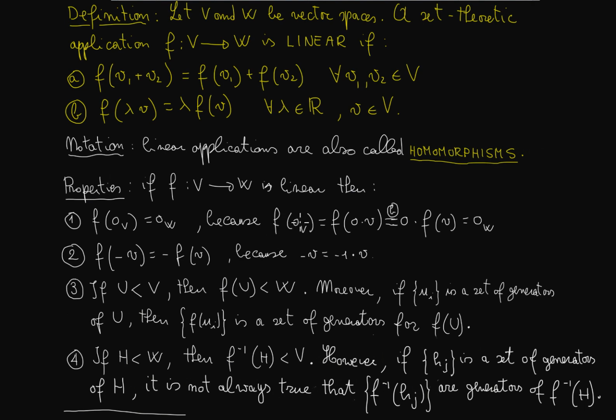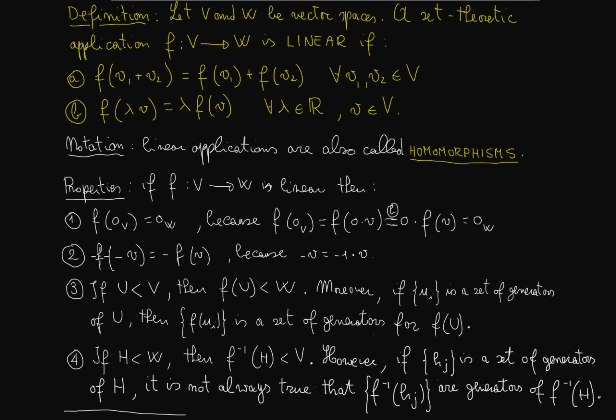to the identity element of V, we can write the identity element of V as 0 times any element of the domain. By linearity, this is the same as 0 times the image of v, but 0 times any vector is always going to be the identity element of the vector space, which in this case is 0 of W.